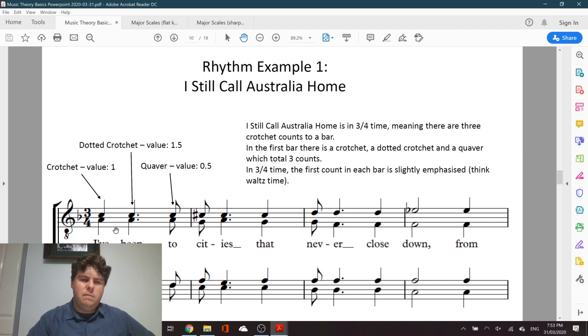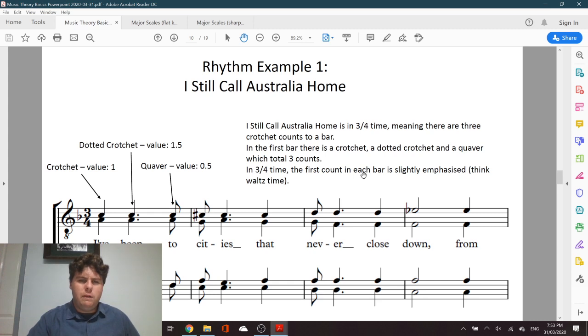Now you can combine those crotchets to make minims, like over here. You can break them apart, so you've got quavers, but no matter what combination of rhythms you use, it's still got to add up to 3 crotchets. So you could have 6 quavers, or you could have 1 dotted minim, or you could have 1 minim and 4 semiquavers, but you've got to add up to 3 crotchets per bar in 3/4 time.